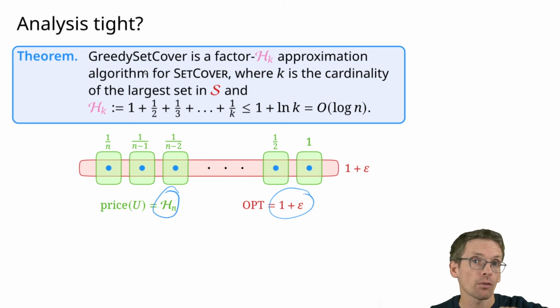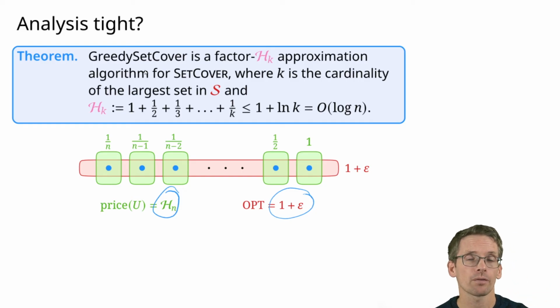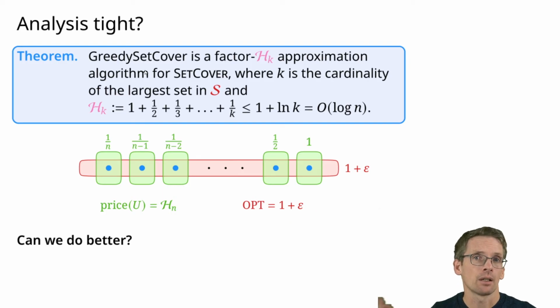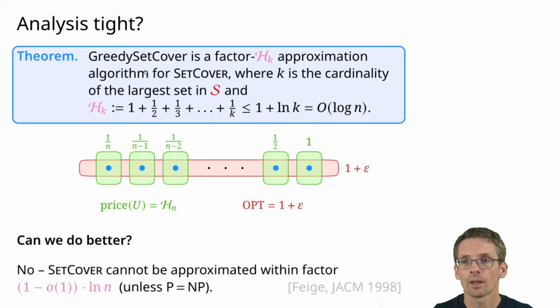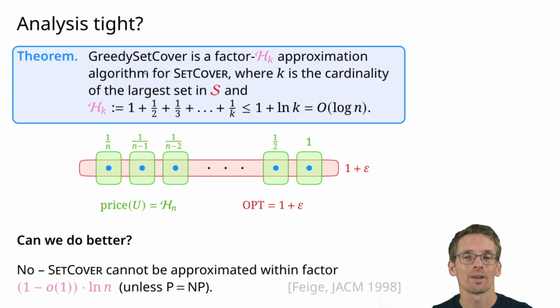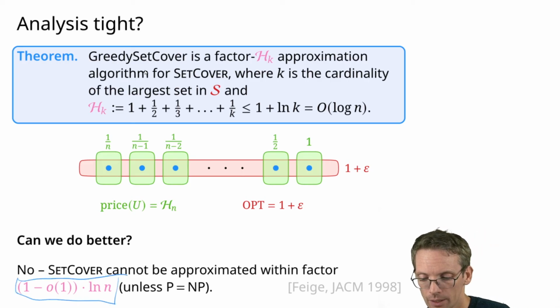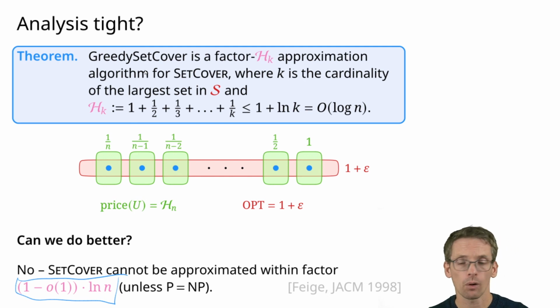We can now, of course, ask, maybe there's a different algorithm with a better approximation. Can we do better? Unfortunately, no. It is known that unless P equals NP, there's no polynomial time algorithm that approximates set cover within a factor better than Omega of log n, or making this tighter statement here, (1 minus small o of 1) natural logarithm of n. So the greedy algorithm is already as good as it gets.